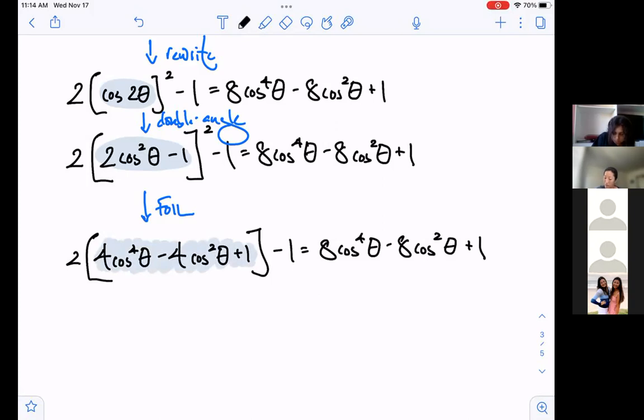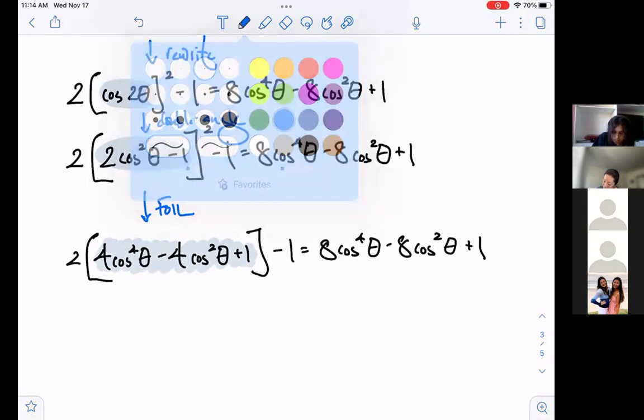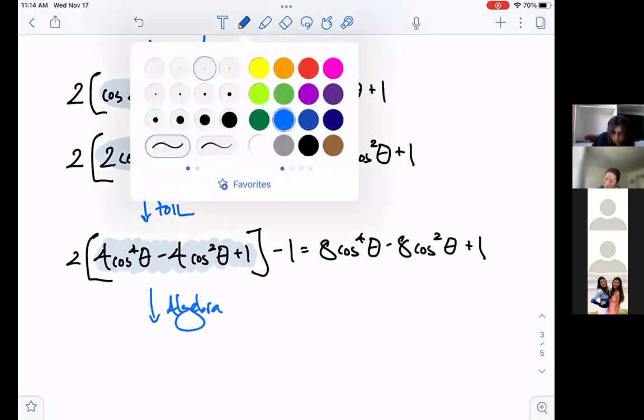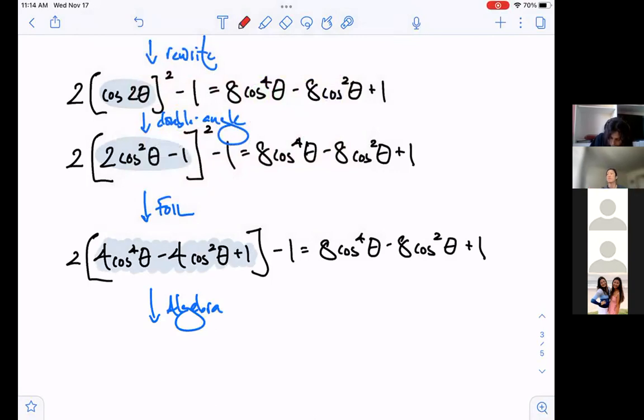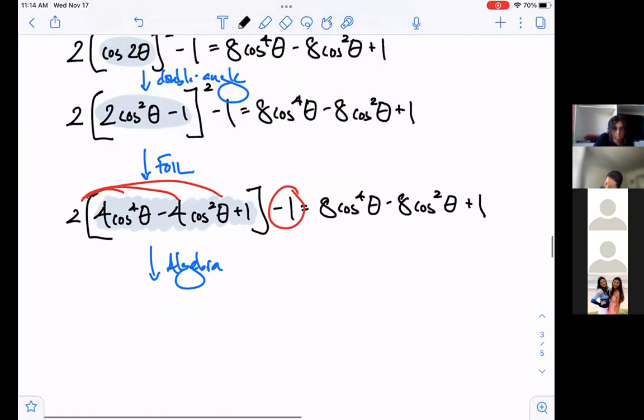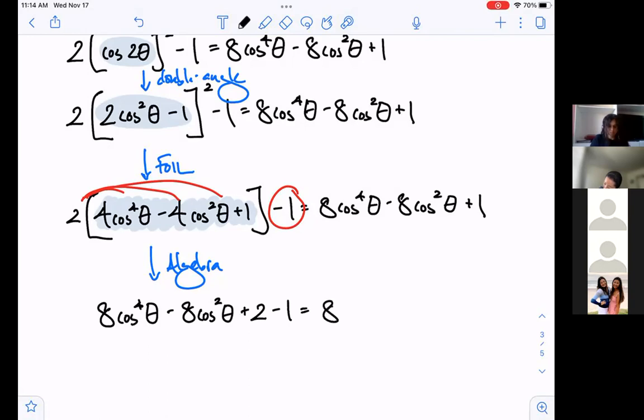All right. Last step. Let's do some algebra. And by that, what do I mean when I say do some algebra? Like what are we going to do in this step? Great, we're going to distribute, and we're not going to forget about that minus 1. So we get 8 cosine to the 4th theta minus 8 cosine squared theta plus 2 minus 1.